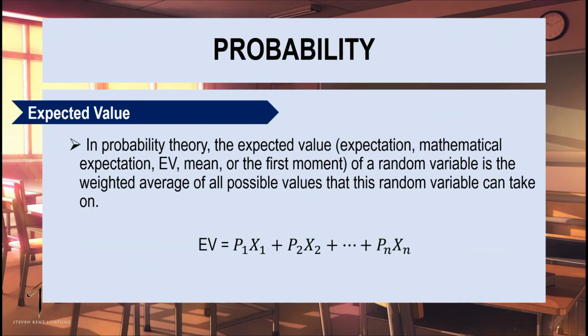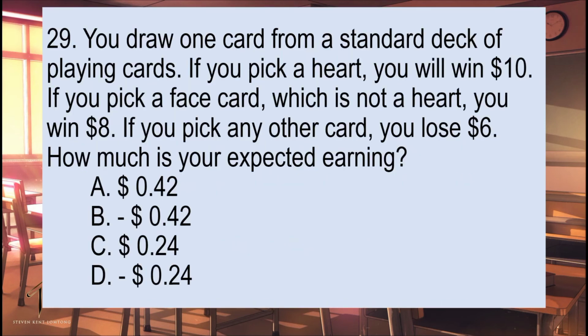So, next, expected value. In probability theory, the expected value or the expectation, mathematical expectation, EV, mean, or the first moment of a random variable as the weighted average of all possible values that this random variable can take on. So, EV is equal to P sub 1 x sub 1 plus P sub 2 x sub 2 plus yun, hanggang P sub n x sub n. Okay, so let's apply this here.